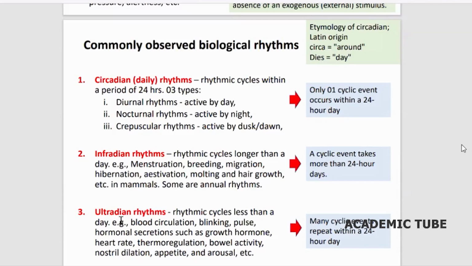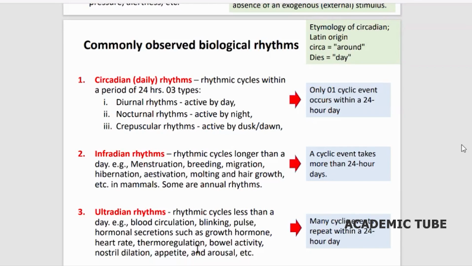Right? Then the nostril dilation. During the daytime, you know, or when you are somewhat active, your nostrils become wider. Why? It enables a lot of air to be taken into the body, to the lungs. Also to exhale, you know, carbon dioxide produced inside the body. Then the thermoregulation.